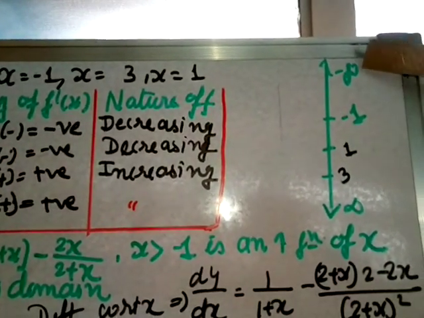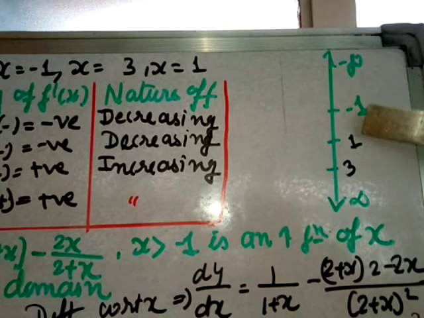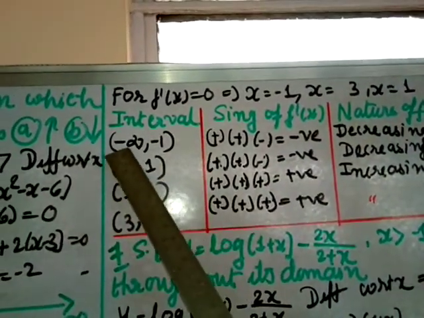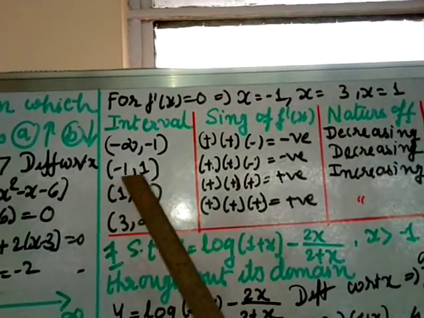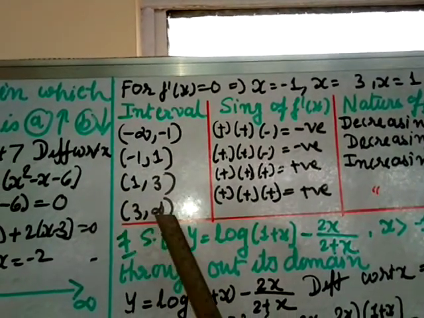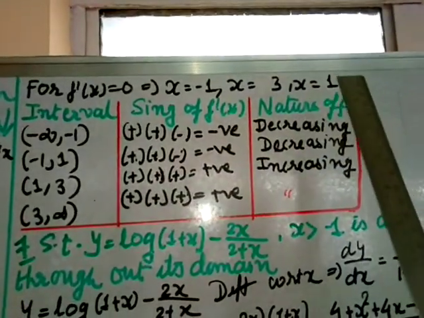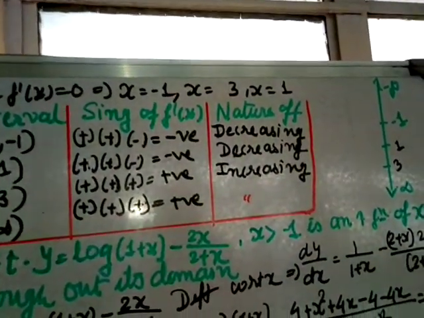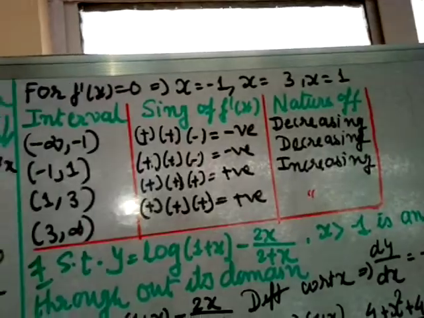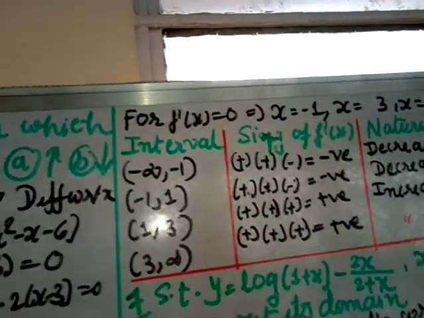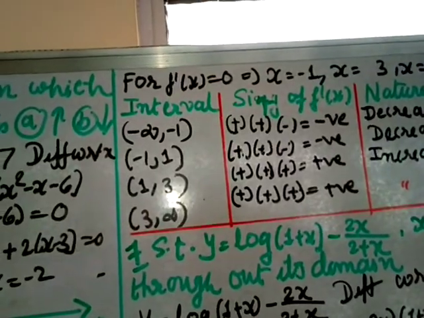I have got 4 intervals: minus infinity to minus 1, minus 1 to 1, 1 to 3, and 3 to infinity. Okay, see, I have written here: minus infinity to minus 1, minus 1 to 1, 1 to 3, 3 to infinity. Now we have to check the sign of the function f dash x. Okay, so sign spelling is wrong. The sign, okay. So now let us check it.